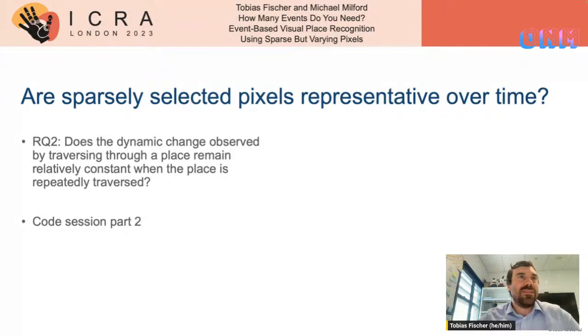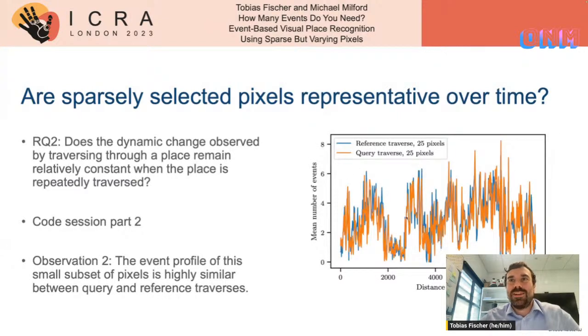And that is whether the dynamic change observed by traversing through a place remains relatively constant when we traverse this again. And I think that's what I've already done and already showed you. And here it's in nice slideshow form, a little bit nicer than what I coded up, but it's basically exactly the plot that we've seen previously. So that's really cool, because the profile of this small subset is highly similar between query and reference traverses. So this is exactly what we want for place recognition.